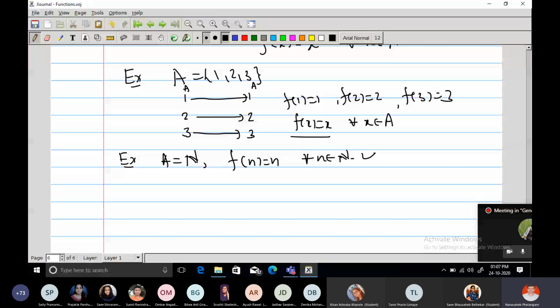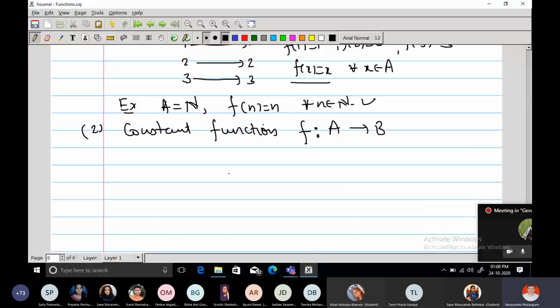Also we saw the constant function. A constant function f from A to B: what is a constant function from set A to B? f(x) = b for x belonging to A, for a fixed b in B. Choose some element and fix it. If f(x) = b for each x in A, that means everything is going towards the same element, right?